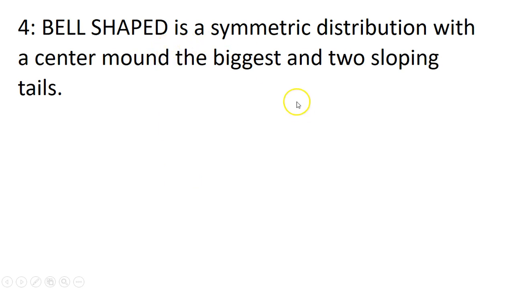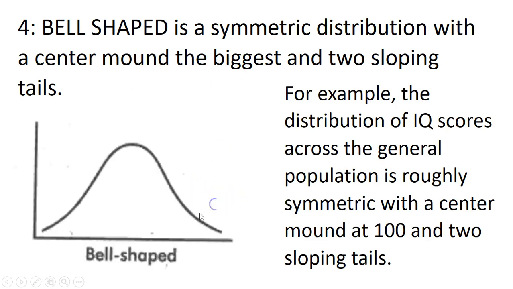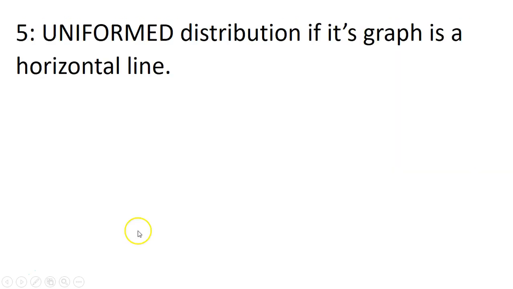Bell-shaped. That is the symmetric distribution with a center mound, the biggest, and two sloped tails, right? Center right in the middle. For example, the distribution of IQ scores across the general population is roughly symmetric, right? The center is around 100. Most people are average. You have some people who are not so smart and others that are very smart, but it is, for the most part, bell-shaped.